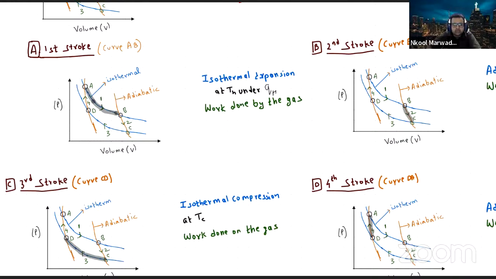Now in this process, the entropy change, that is delta S, I will write it. Change in entropy will be Q by T. So here it will be QH by TH, where QH is the heat supplied by the source, or the heat absorbed by the gas particles.